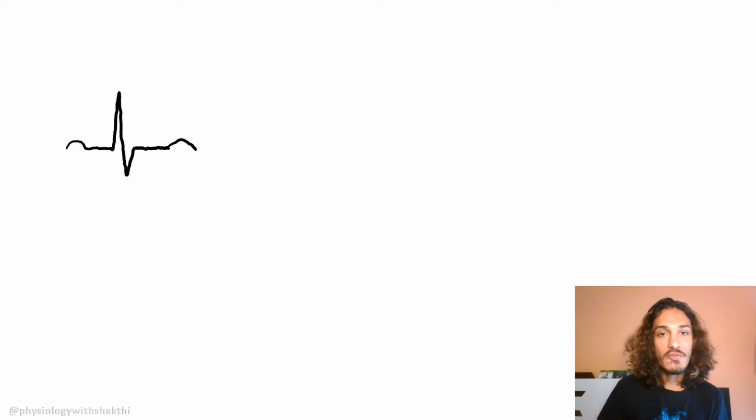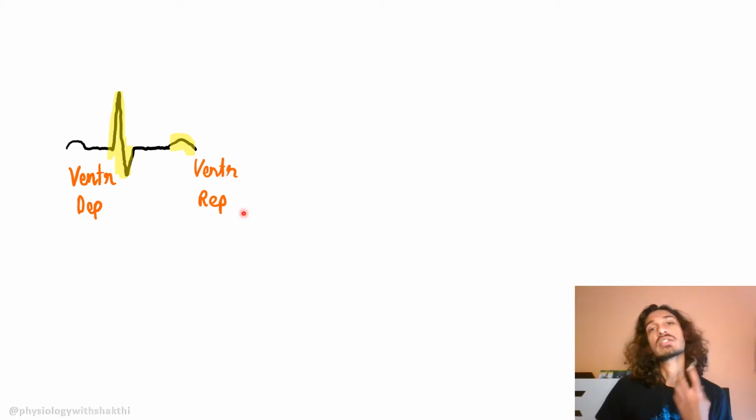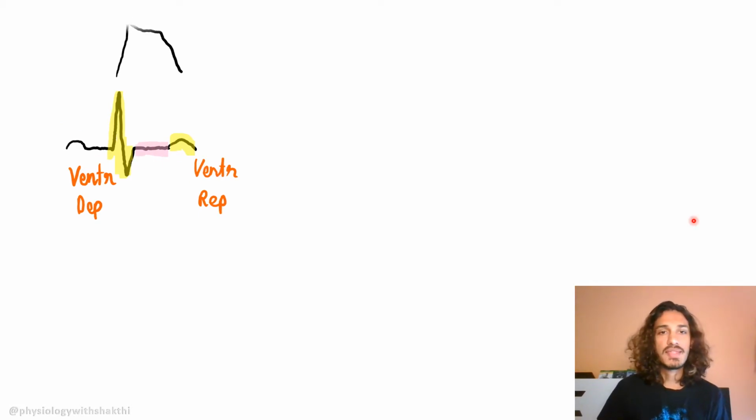Before we begin, let's understand the importance of the ST segment. Over here, the QRS complex is when ventricular depolarization takes place. The T wave over here is where ventricular repolarization takes place. In between is your ST segment. The ST segment is that isoelectric part, which actually corresponds to the plateau phase of the ventricular action potential.